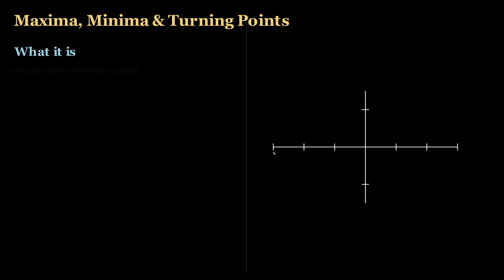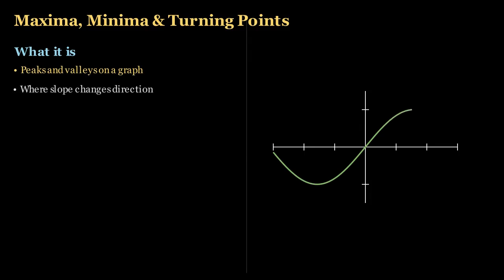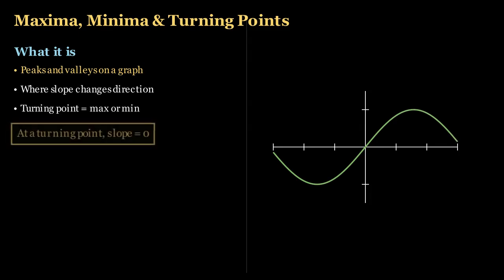Imagine you're walking along a path shaped like a smooth hill. You climb up, reach the very top, and then start going down. That top point is a maximum, the highest spot on that part of the path. If you were in a valley, the lowest point before you start climbing again is a minimum. On a graph, these special points are called turning points, because that's exactly where the curve turns around. The slope, which we already know as the rate of change, is 0 right at these points. The path is flat for just an instant before it changes direction.